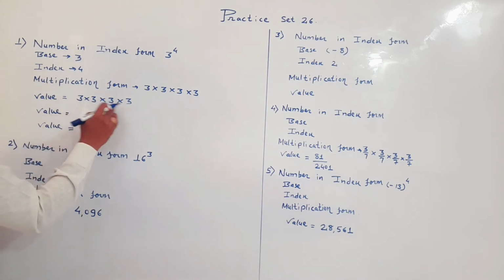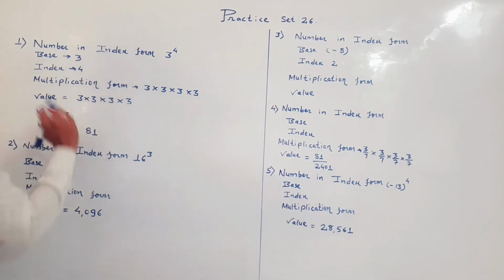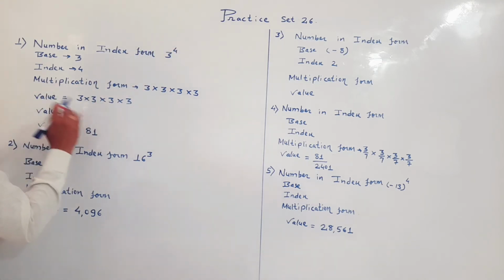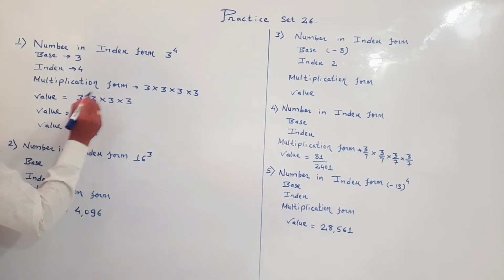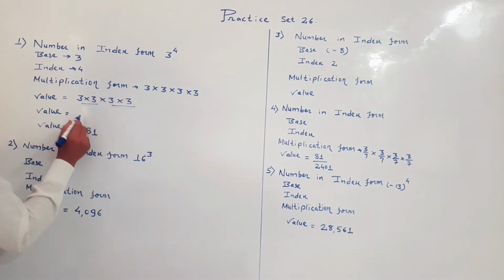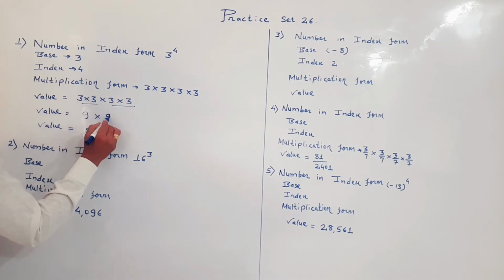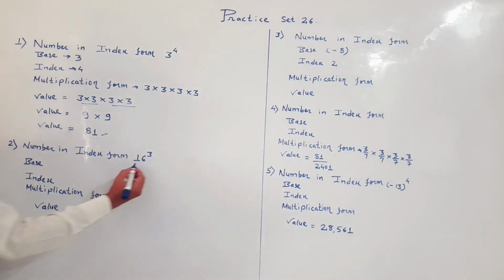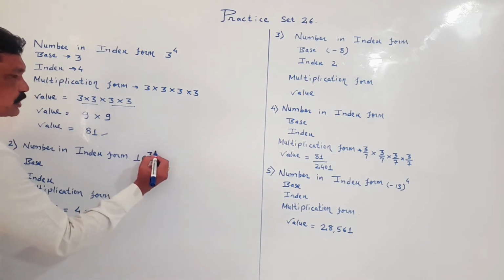Now we can find the value also. 3 into 3 into 3 into 3, 3 is base multiplied 4 times. So 1, 2, 3, 4. Let's find the value. 3 3s are 9. So we can find the value as 9 into 9. 9 9s are 81.